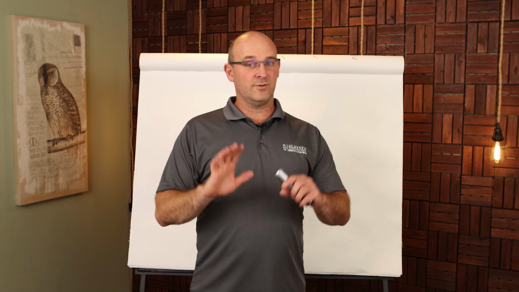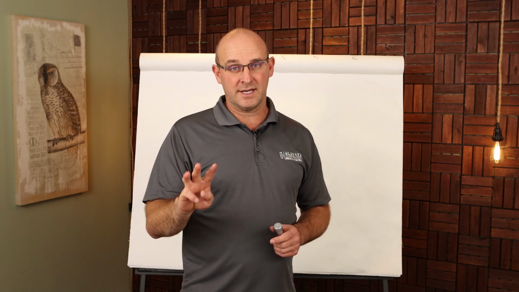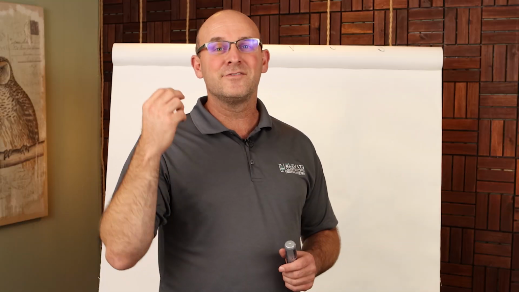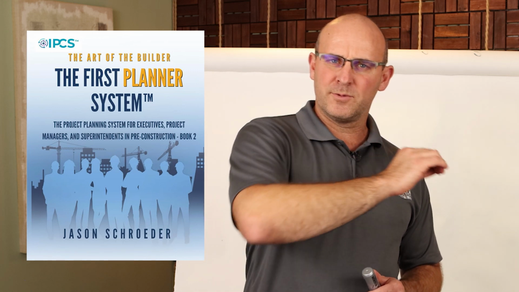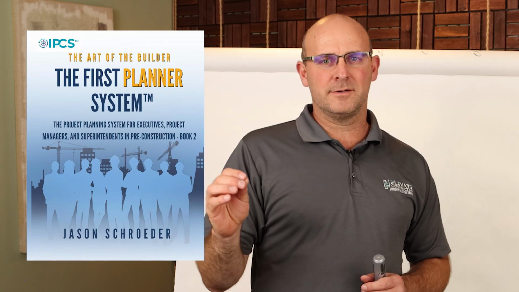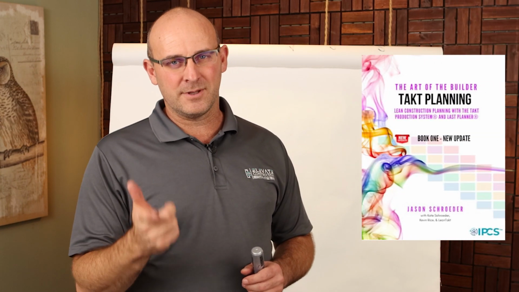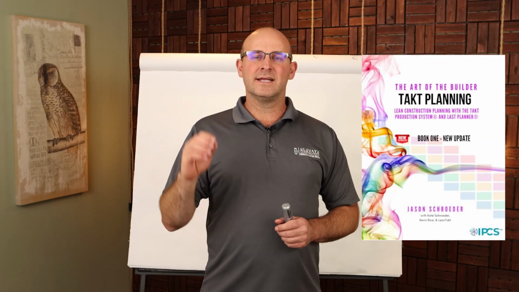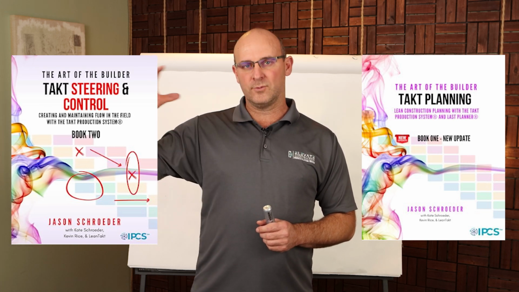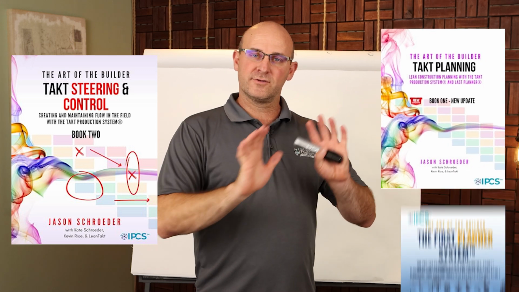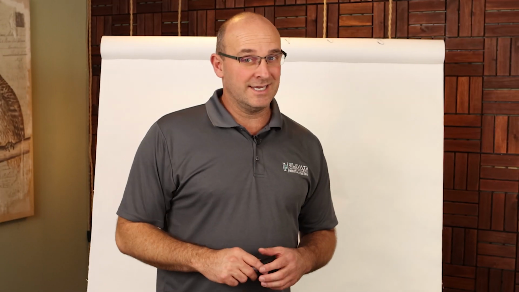Let me just go ahead and give away the secret right here at the beginning. There's 3 books that you've got to have. Number 1, a book called Elevating Pre-Construction. It's also titled The First Planner System. And this will provide an outline for exactly how to plan a project and how to do it with Takt. There's 2 other books. Number 1, Takt Planning, which is available on Amazon, and Takt Steering and Control. That last one, Takt Steering and Control, is more for implementing flow in the field, but those first 2 are exactly your jam. We will link them in the description below. Let's get right into it.